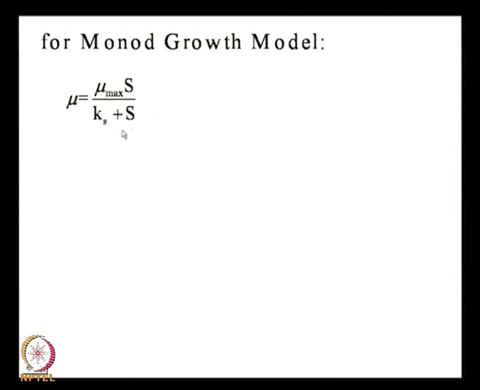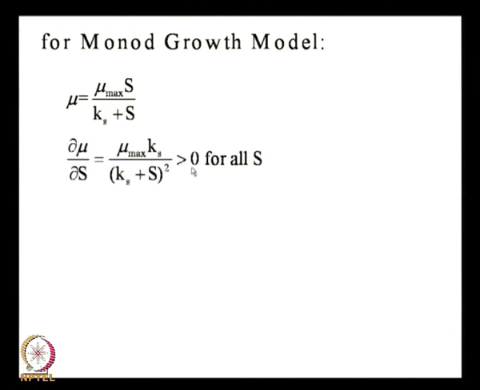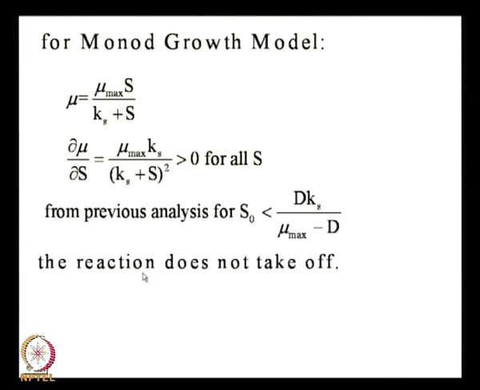So, here mu for the Monod growth model is given by mu max S over Ks plus S, and so del mu del S is given as mu max Ks over (Ks plus S) squared. So, as you can see straight away over here, del mu del S is greater than 0. These are things that we have to quickly figure out. So, del mu del S is greater than 0 for all values of S, okay, because Ks is positive, mu max is positive, and it is a positive number in the denominator. So, it is greater than 0 for all values of S.